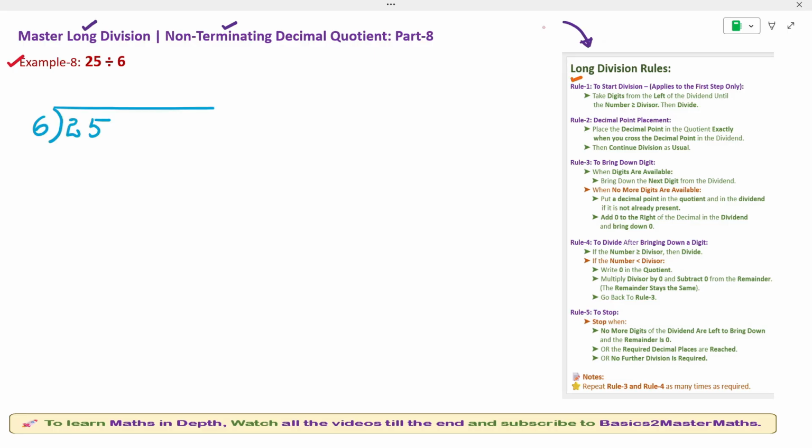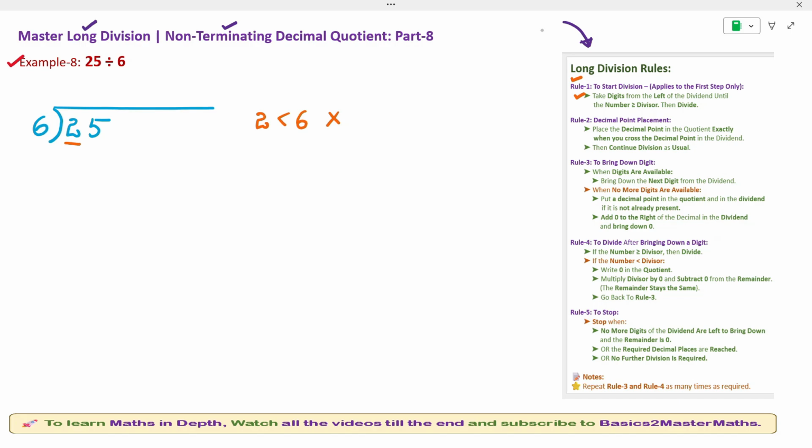Let us apply rule 1. Take the digits from the left of the dividend until the number is greater than or equal to the divisor. Then divide. In this case, let us consider the leftmost digit of the dividend, that is 2. The number considered, 2, is less than the divisor 6. So, division is not possible.